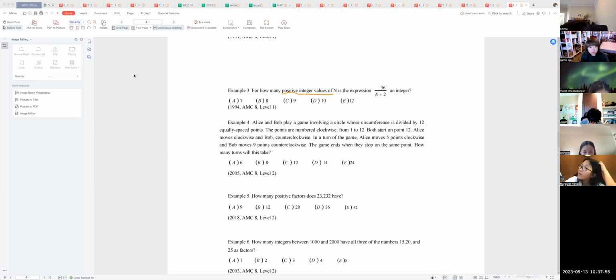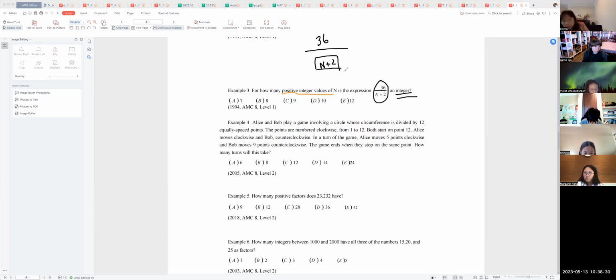Okay, so for this question, I'm going to start to explain. So everybody, we want this expression to be a positive integer. That means 36 divided by n plus 2 must have no remainder, correct? On the other hand, we're talking about 36 being divisible by n plus 2. On the other hand, we're talking about n plus 2 being a factor of 36. Okay, I'm going to repeat again.